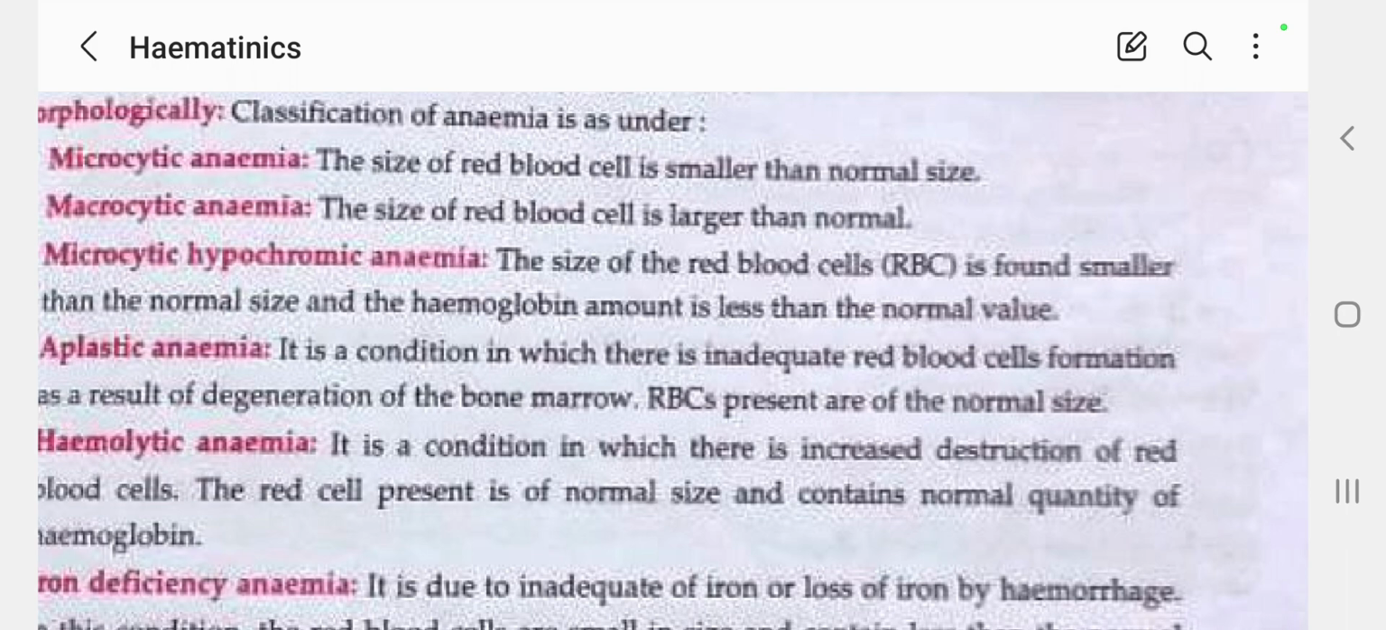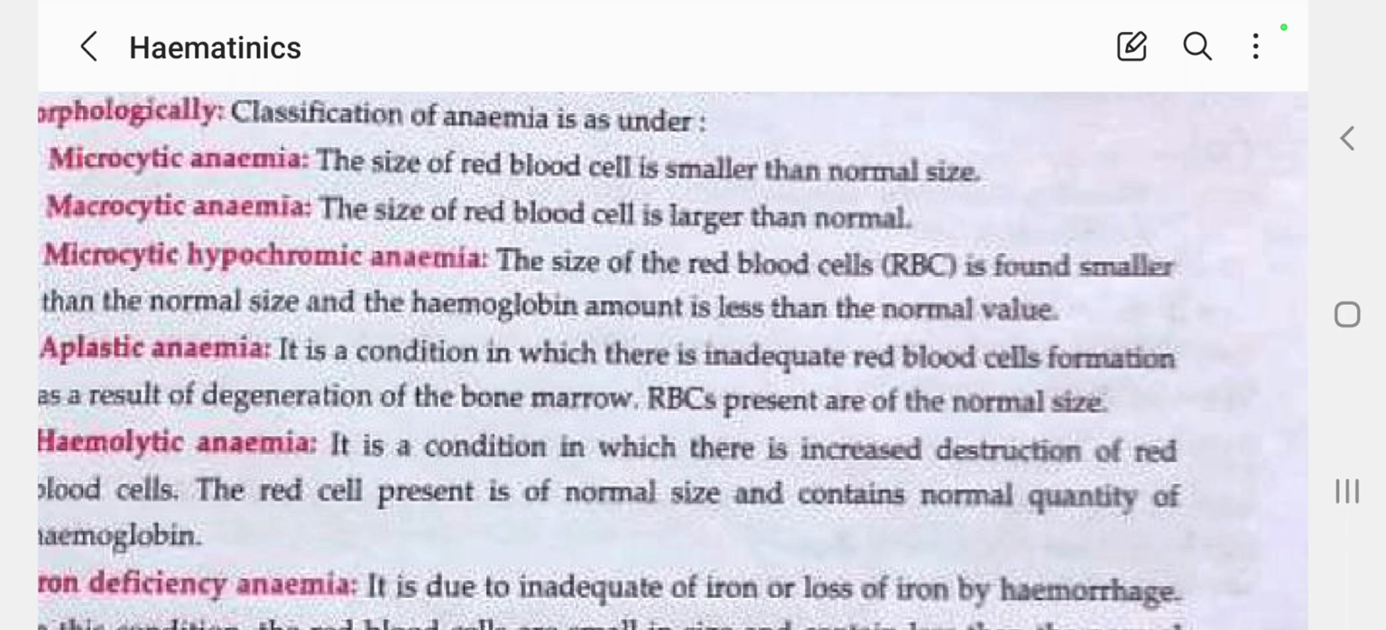Then aplastic anemia. Aplastic anemia is a condition in which there is inadequate red blood cell formation as a result of degeneration of bone marrow. The RBCs present are of normal size. Here, if we have iron rich products, they will increase the production of heme, and heme is responsible for increasing the number of RBCs. That RBC production will regenerate the bone marrow. If it fails in the above cases, we will automatically have microcytic anemia, macrocytic anemia, and microcytic hypochromic anemia. Next, aplastic anemia.